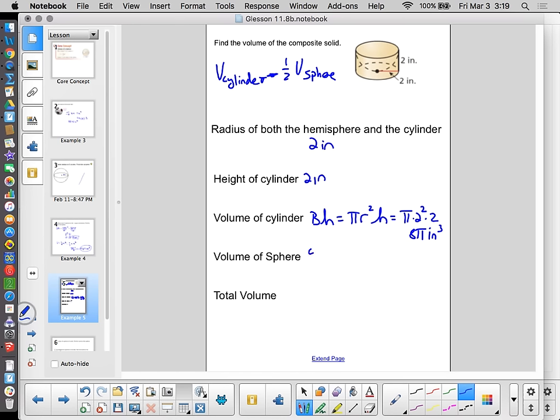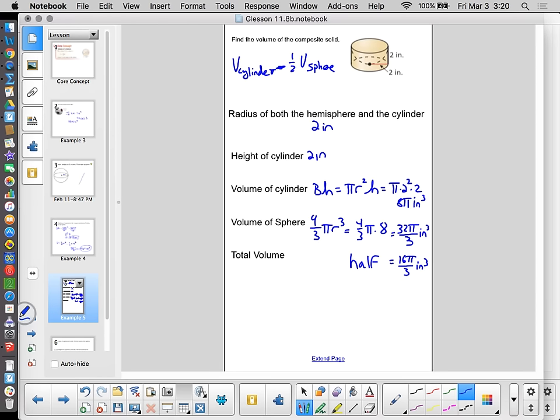The volume of the sphere is 4/3 pi r cubed, which is 4/3 times pi times r cubed, which is 8. 8 times 4 is 32. 32 over 3 does not reduce, so we'll leave that as 32 pi over 3 inches cubed. However, I'm only using half the sphere, so I have to divide this by 2. 32 divided by 2 is 16. Okay? So I could have done 32 pi over 3 over 2, then reduced it to 16 pi over 3, or I just take the 32 divided by 2.